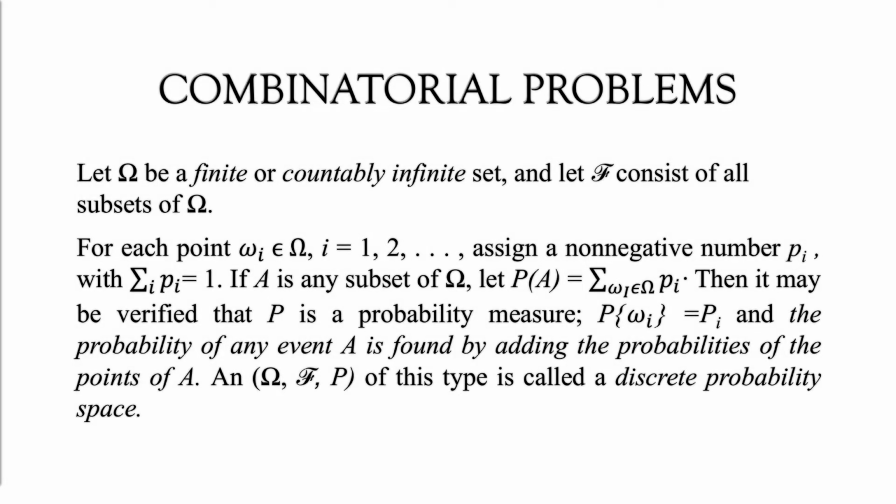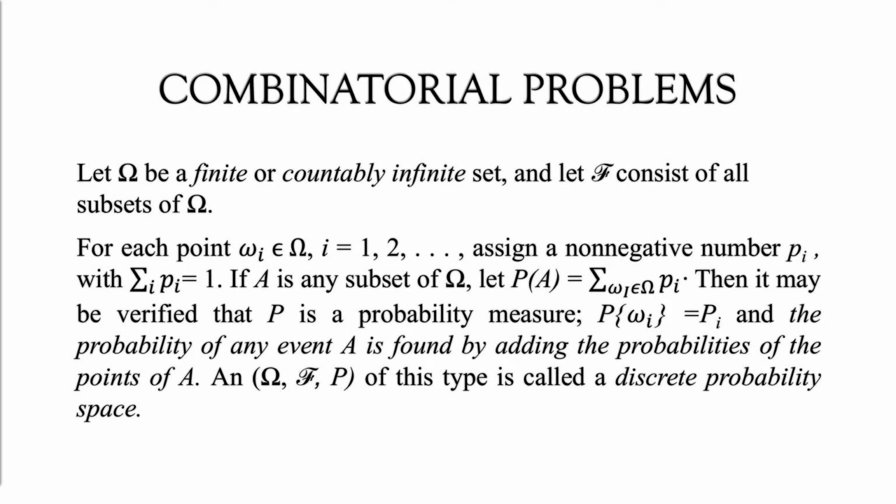Let the sample space be a finite or countably infinite set, and let F consist of all the subsets of the sample space. For each point i belonging to the sample space, where i is equal to 1, 2, and so on, assign non-negative numbers p sub i with the summation of p sub i equal to 1. If set A is any subset of the sample space, let the probability of A be equal to the summation of p sub i over the points within the set A.